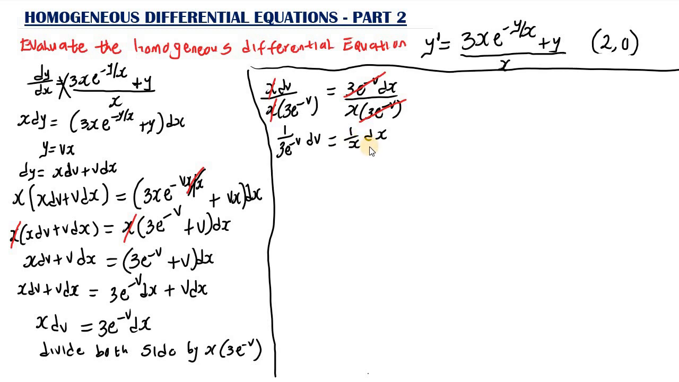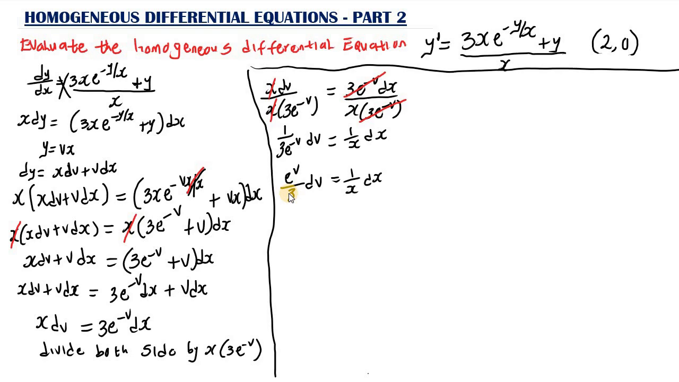So now the next step we are going to take is to simplify this further. On the left side, we are going to have something like this: e raised to the power of v, divided by 3, dv. So what I did is I took the reciprocal of this. If you take the reciprocal, e raised to the power of v is going to be on the numerator, while 3 is going to be on the denominator. So this is equal to 1 over s ds.